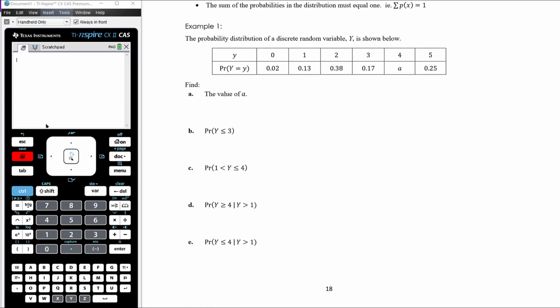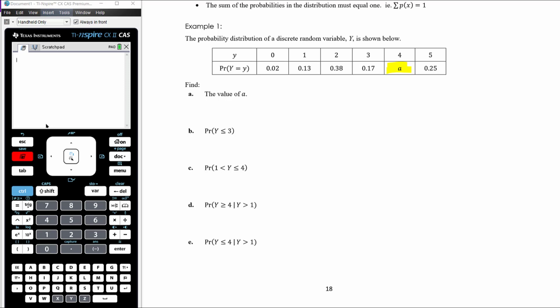So let's have a quick look at an example with the probability distribution. The probability distribution of a discrete random variable y is shown below. So y can clearly take 6 different values, 0, 1, 2, 3, 4, or 5. And we've got the corresponding probabilities, but we are missing one probability here in the table.